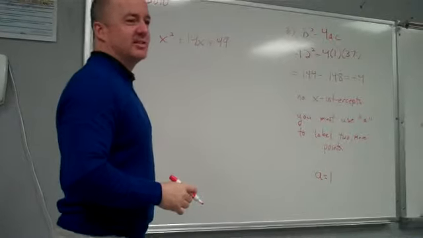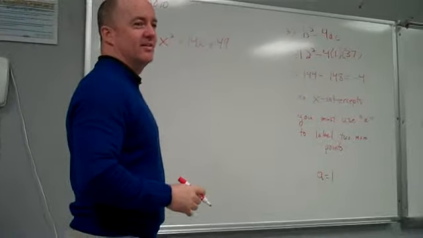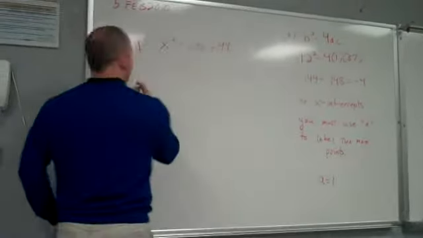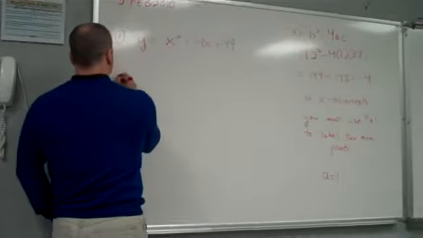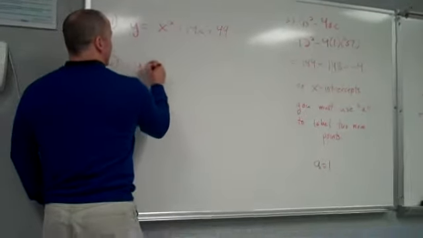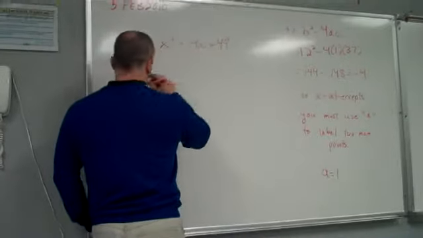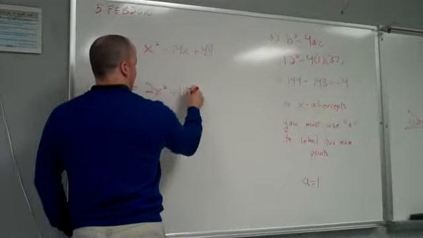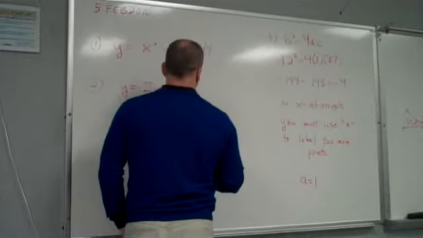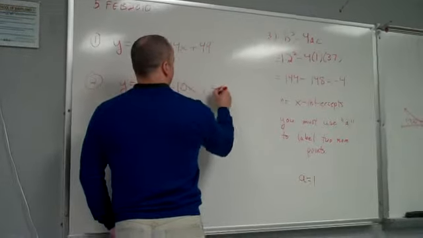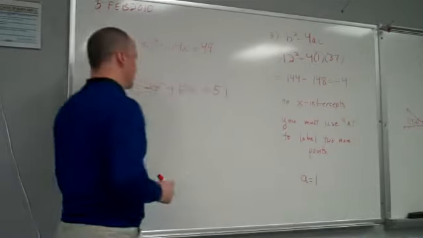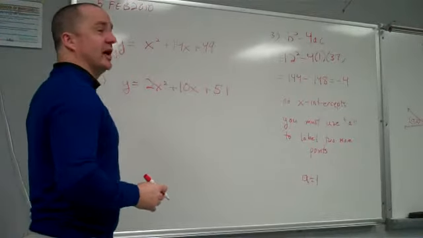So how many x-intercepts does it have? 1. Boom. There you go. If you get the patterns, this stuff's easier. 2. y equals 2x squared plus 10x plus 51.